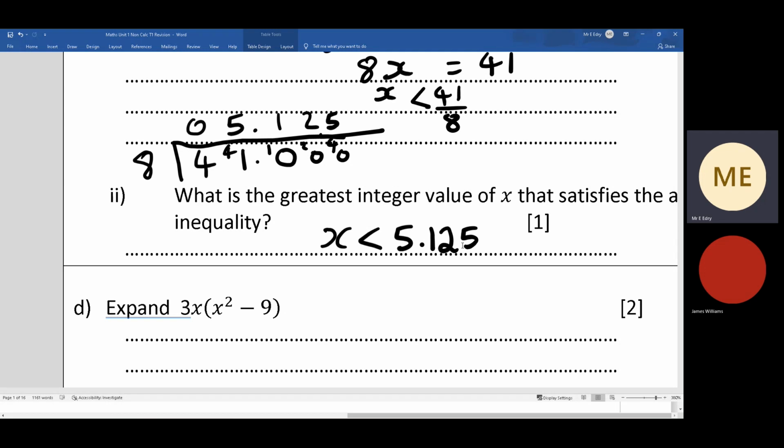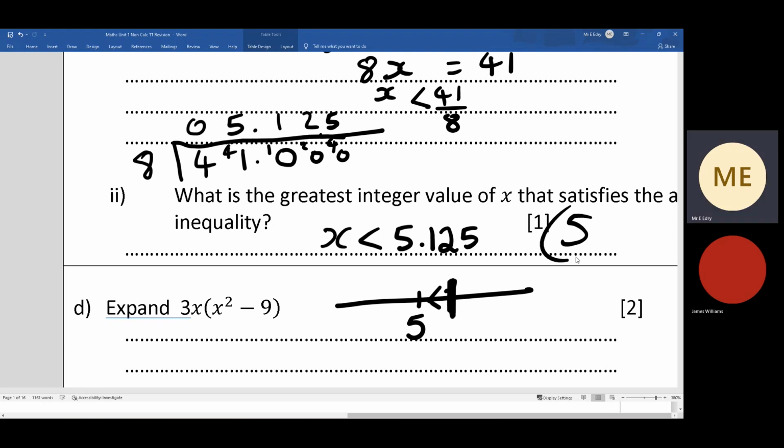So what would be the greatest integer value of x, or whole value of x, that would work? So think x is less than 5.125. So what is the biggest whole number that x could be? So that's nearly the case. The thing is, it's less than 5.125. So number 5 is here. Yeah, it's got to be 5 because 5.125 is here. It's got to be less than that, so it's got to be 5.